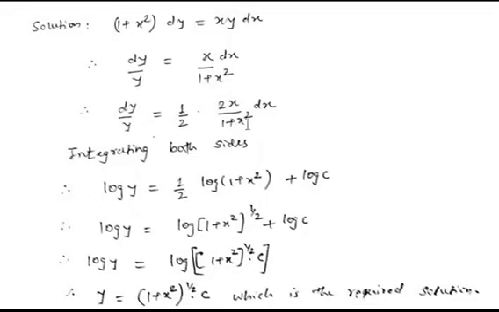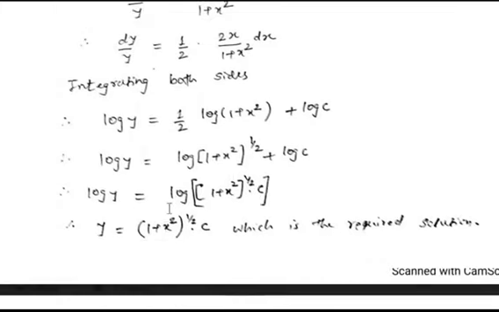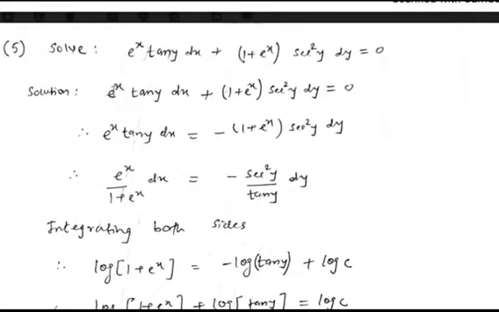Now 1 plus x square is a function, and in the numerator we have its derivative, so the integration of this function will become logarithm of 1 plus x square plus log c. Now half logarithm of 1 plus x square will become logarithm of 1 plus x square the whole raised to 1 by 2 plus log c. Now this will become logarithm of 1 plus x square the whole raised to 1 by 2 into c. So log y is logarithm of 1 plus x square the whole raised to 1 by 2 into c. So the required solution is y equals to 1 plus x square the whole raised to 1 by 2 into c. Done. Now moving on to example number 5.